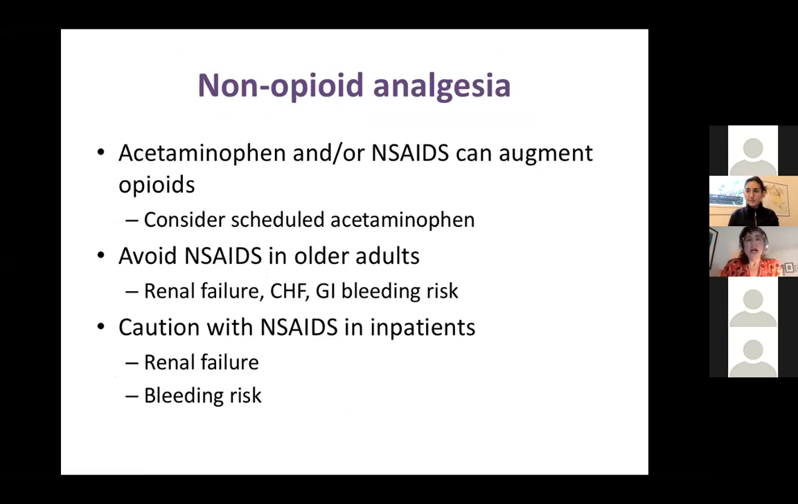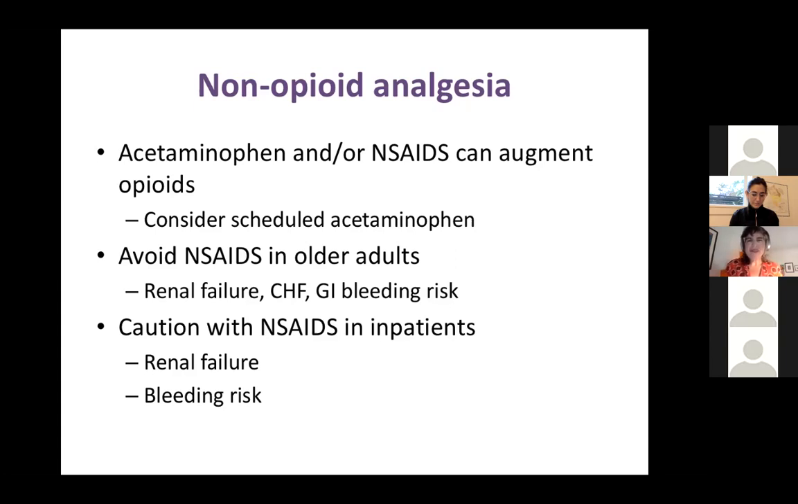So Tylenol and/or NSAIDs in the appropriate population can augment opioids. When we start opioids, we don't stop the Tylenol. And in fact, we usually schedule it, which is something that I would do in this patient. I do avoid NSAIDs for the most part in older adults because of the high risk of renal failure, CHF, and GI bleeding in this population. This is an official recommendation from the American Geriatric Society, which I agree with and practice generally.